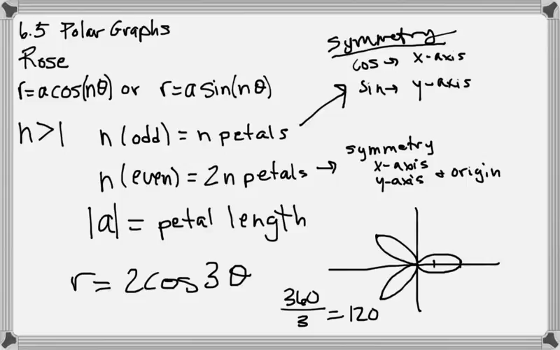Let's go back to symmetry. This is cosine. It's odd. So I have x-axis symmetry. Do I have x-axis symmetry in that particular graph? Yes, we do. Is that how you know to draw the third petal down there? Well, I know to draw the first petal on the x-axis, and then I use the angle, I divide it up equally to figure out how many times around.